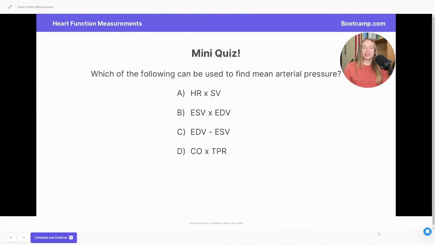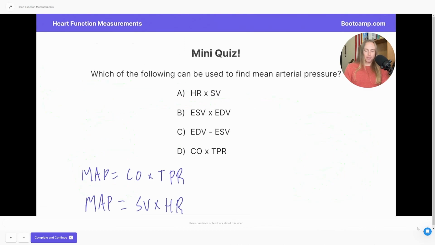Now that we've finished with our lesson, let's go ahead and do a mini quiz. Which of the following can be used to find mean arterial pressure? So remember that we had two different equations to find mean arterial pressure. The first of which was that mean arterial pressure was equal to cardiac output multiplied by total peripheral resistance. Another way we found mean arterial pressure was by using pretty much the same equation but swapping our cardiac output with stroke volume multiplied by heart rate. Now we can go ahead and compare this with the answers, and as we see, D is going to be our correct answer.